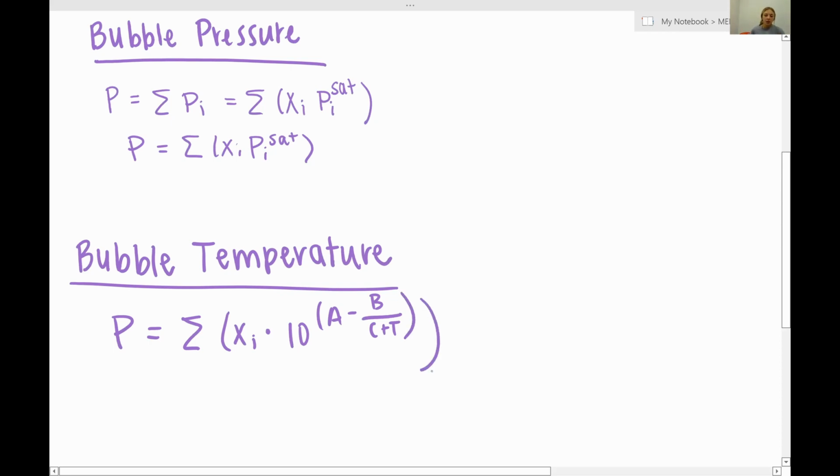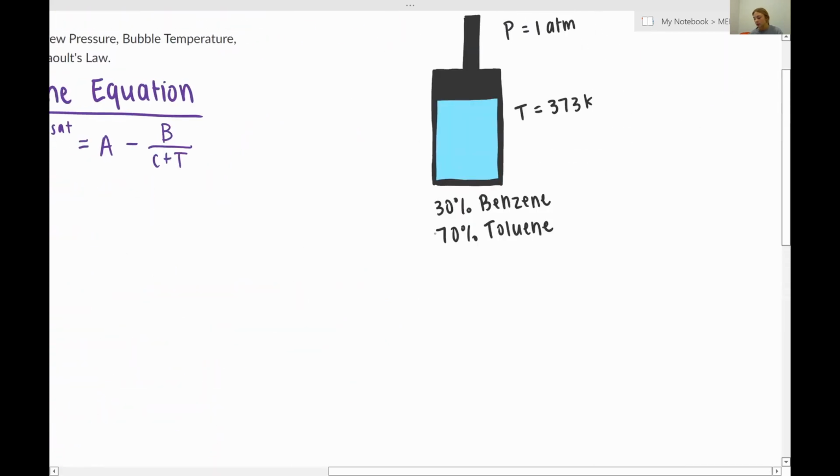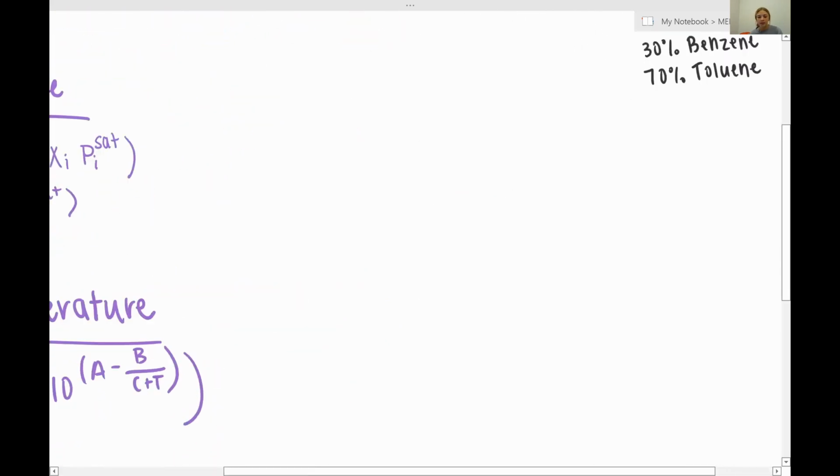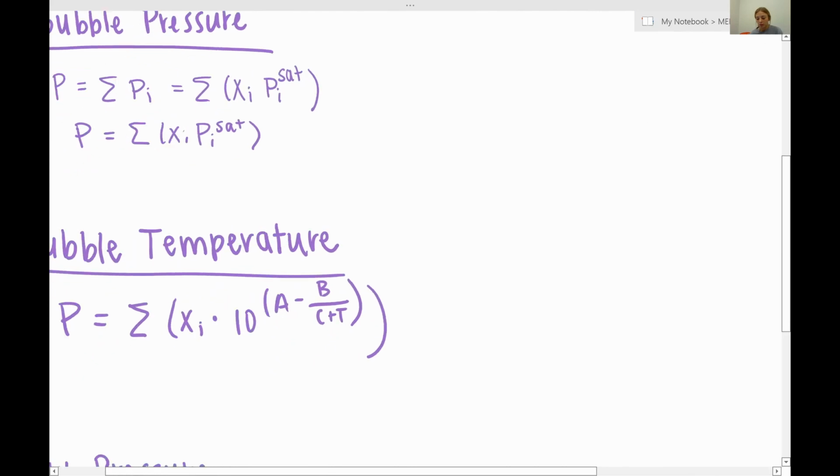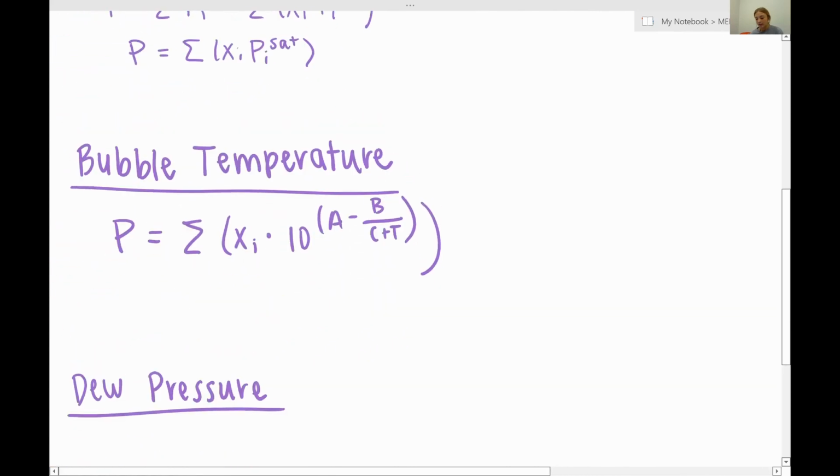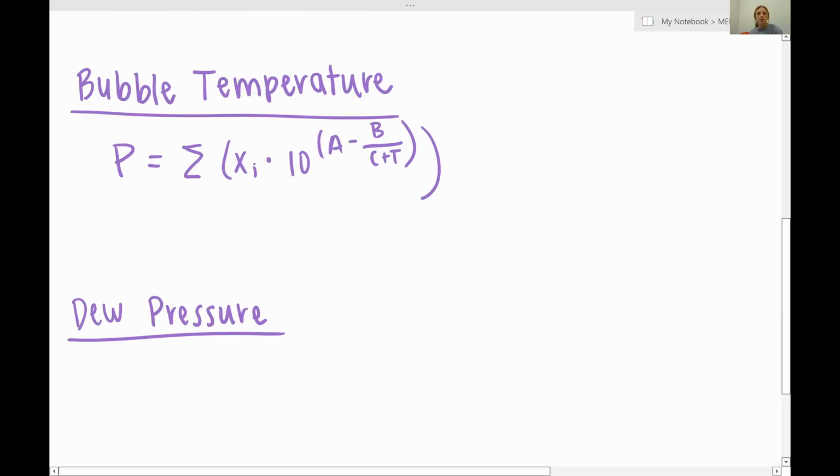And then if you were to write out the sum for each component, we would have two components because we have two components in our mixture over here. It would be quite rigorous to try and calculate the temperature by hand. It could be done, but we're just going to be doing that later in Python because that'll be a little bit easier for us. So now we're going to move on to dew temperature and dew pressure.